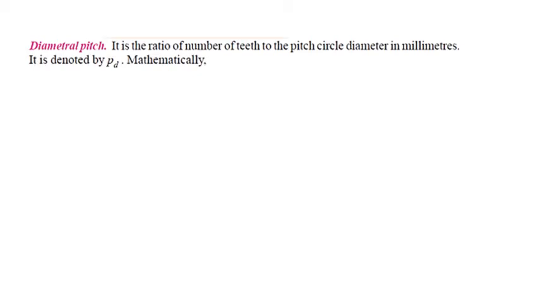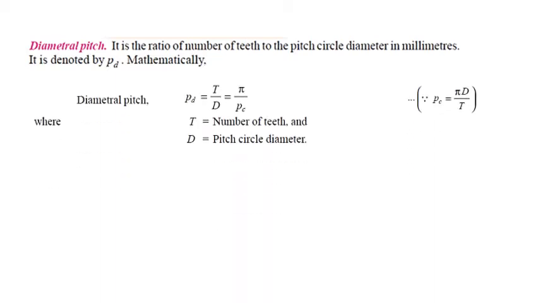Next one, diametral pitch. It is the number of teeth per unit length of pitch circle diameter. So if I consider a unit length of pitch circle diameter, how many teeth we are going to obtain is nothing but the diametral pitch. Mathematically diametral pitch can be written as PD equals T by D. Here we know that PC equals pi D by T, therefore T by D can be written as pi by PC. T is the number of teeth whereas D is the pitch circle diameter.